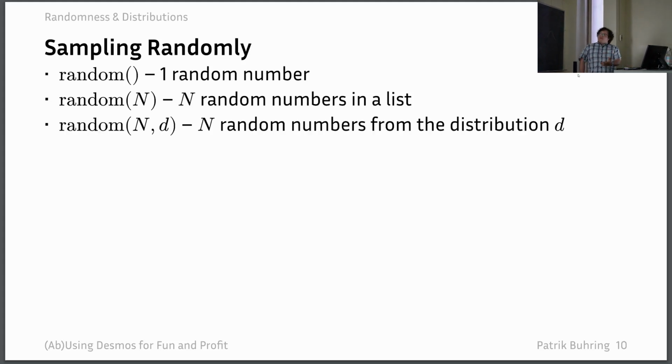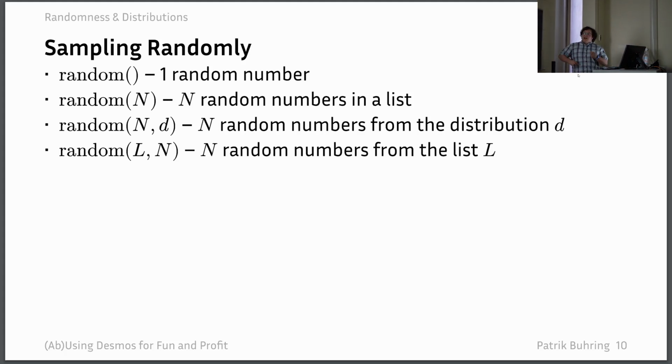If you say random of n comma d, then that picks n random numbers from a distribution. You can't sample just one random number from a distribution. You can sample a list of size 1 from a distribution, and then you just pick the first element. Kind of cumbersome, but then again, how often are you sampling one random number from a distribution?